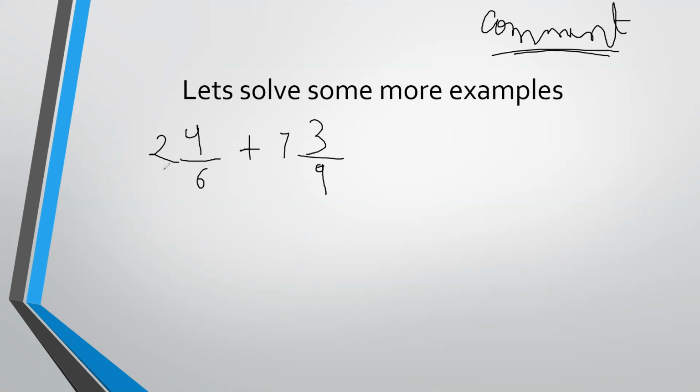So now first let's convert into improper fractions. That is 6 into 2, 6 twos are 12, and then 12 plus 4. What is 12 plus 4? 16. So 16 by 6. Plus 9 into 7. What is 9 sevens? 63. 63 plus 3, that is 66 upon 9. They are both improper fractions now.